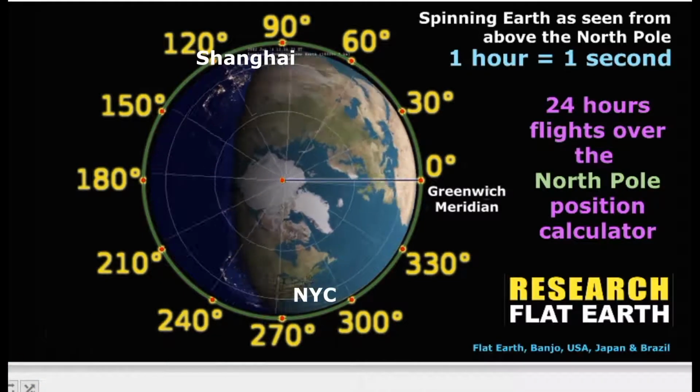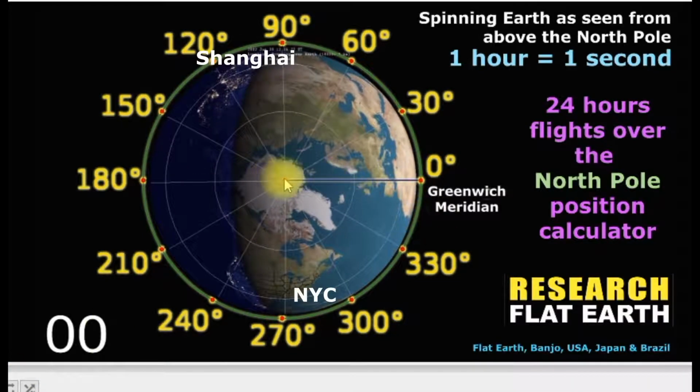And there you have it. We have right here the prime meridian, Shanghai right here, New York City. Now the plane is taking off from here towards New York while the Earth is rotating. And let's get started now.